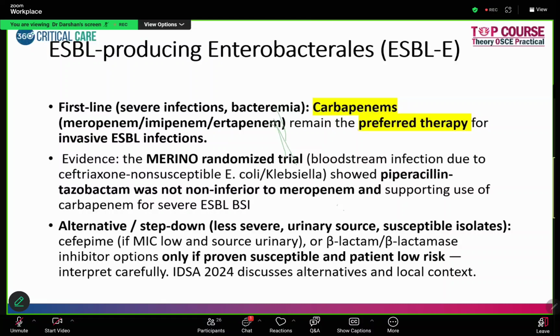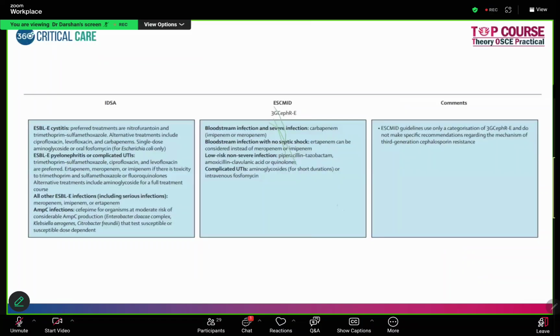Then IDSA says that if it is a non-severe type of sepsis, then alternate medications which are present can be used based on the particular source of sepsis, whether it is UTI, pyelonephritis, pneumonia, etc. All of this comes into question when we choose the antibiotic. So in general, remember, always we are worried about severe sepsis with septic shock. And because the patient has a bloodstream infection, remember, in ESBL bloodstream infection, drug of choice is carbapenems. So what do the European guidelines and the IDSA 2024 tell us? We'll look into it in detail.